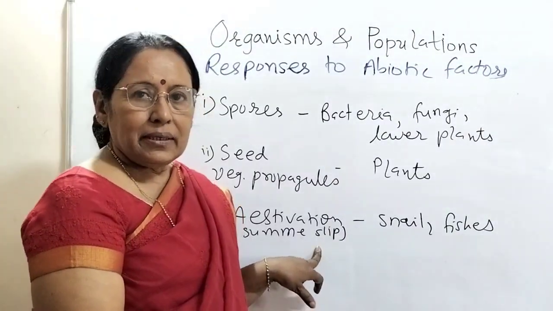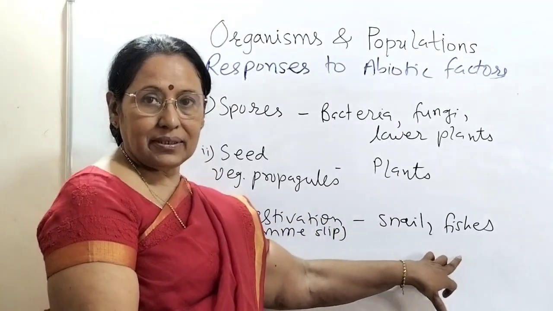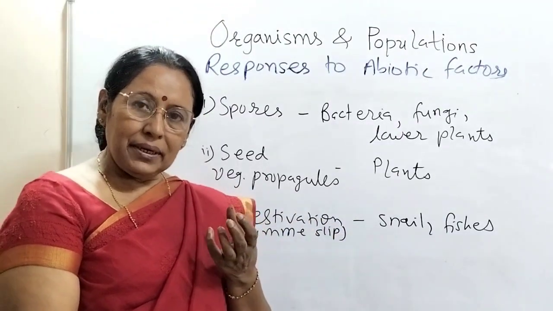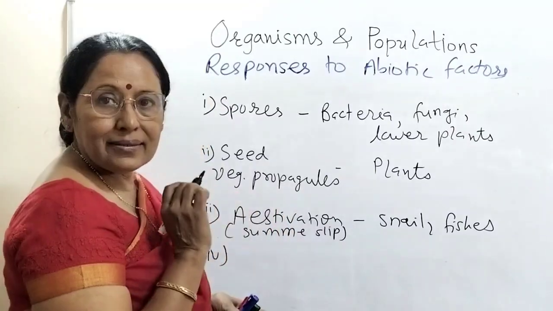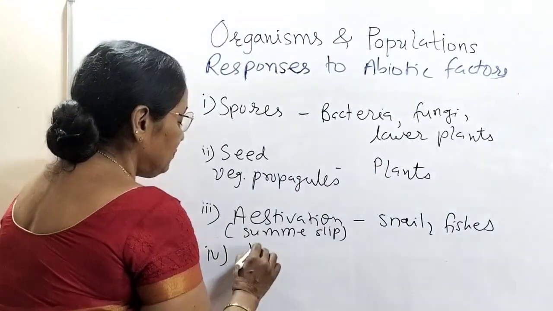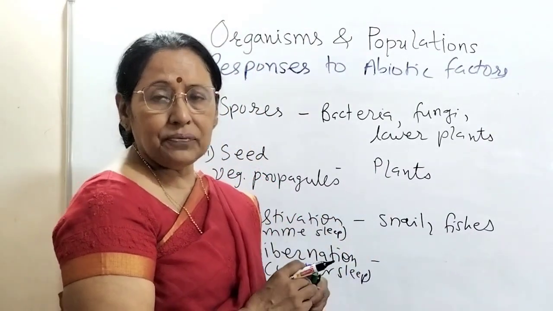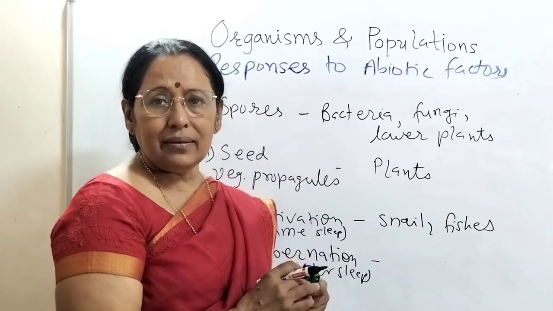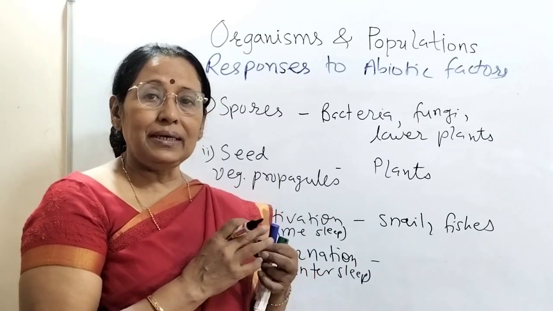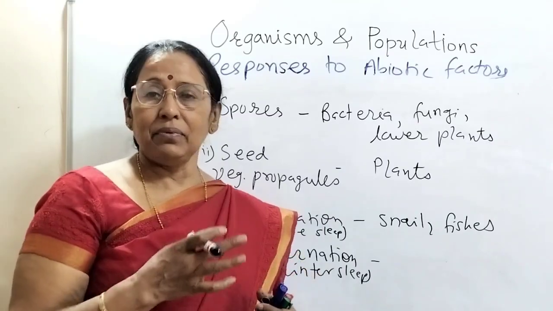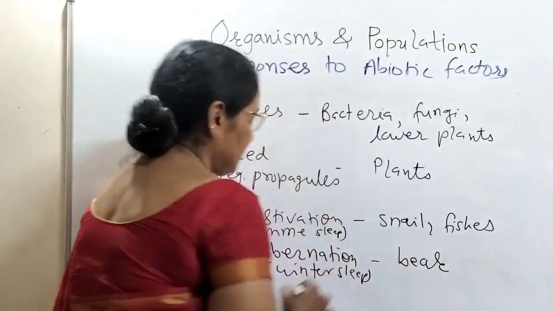During summer stress, to avoid the heat and desiccation, some organisms like snail and fishes, they undergo a period of summer sleep to avoid the stressful condition of summer. Next is hibernation, that is winter sleep. Those organisms for whom the winter is very stressful, there is too much of cold outside, then they also go a period of winter sleep, during which the metabolic rate is very slow. For example, bear.